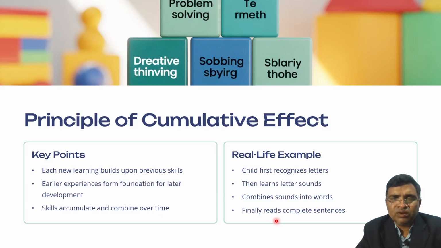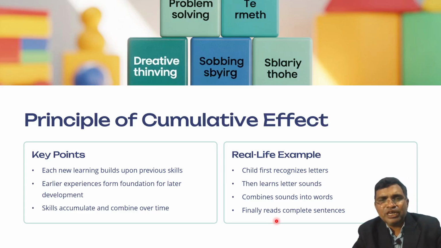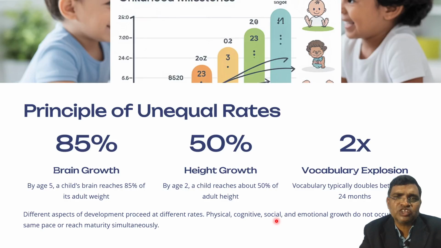So a real life example: a child first recognizes the letters, then learns the letter sounds, then combines the sounds into words. Finally, he reads a complete sentence. For example, he learned A, B, C, then he learns words, then sentences, then paragraphs. So this is the principles of cumulative effect.